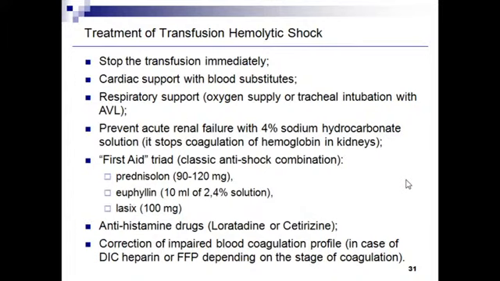Euphyline is a drug for relaxation of smooth muscles. We can use euphyline for improving lung circulation and for improving ventilation of the small bronchi of the patient to prevent bronchial obstruction. And the last part of the triad is Lasix. Lasix is a diuretic.